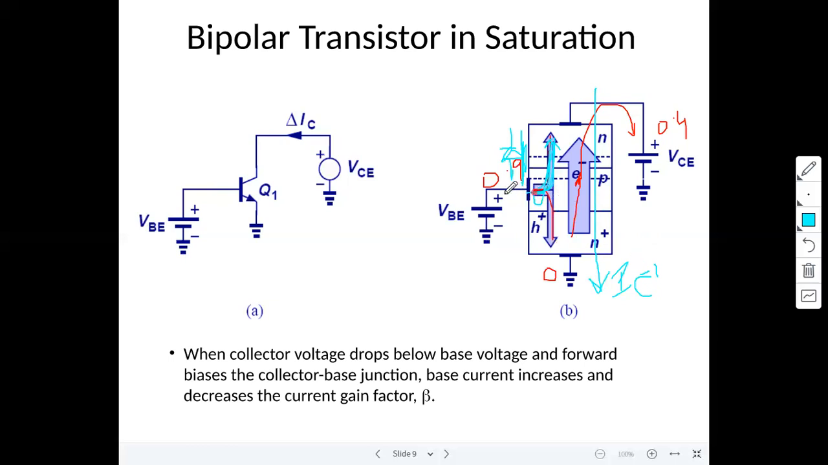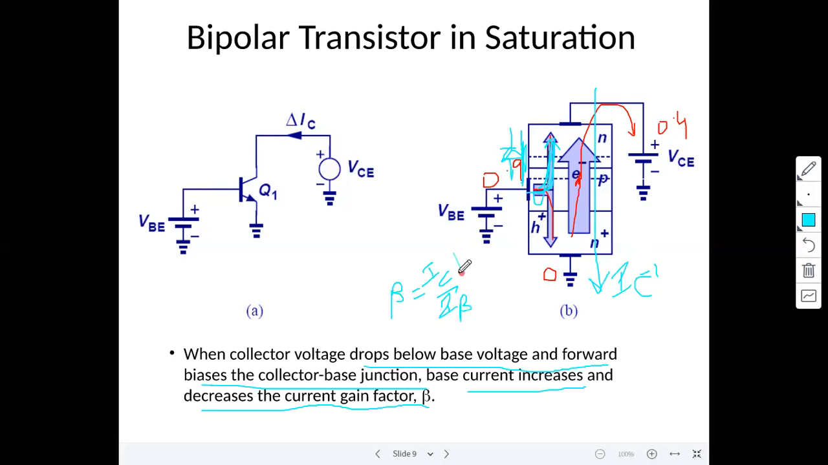Whereas base current increases, right? Observe: when the collector voltage drops below the base voltage and forward biases the collector base junction, base current increases and decreases the current gain factor beta. Once IC decreases, what is beta? Beta is equal to IC by IB.